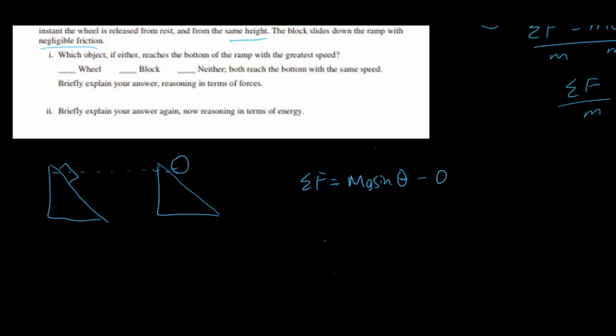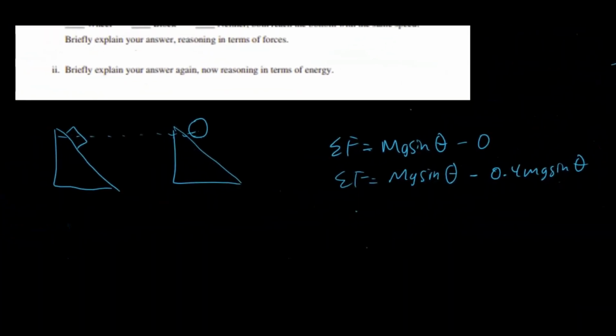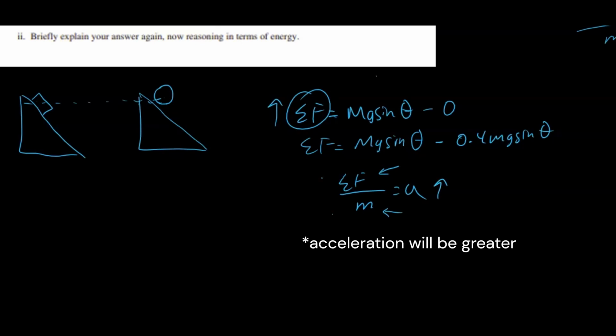So we're going to be subtracting 0, versus the wheel, where we had the sum of the forces equals mg sine theta, and we had that static friction. And so we would have subtracted away 0.4 times mg sine theta. We saw how that simplified to this equation over here. So because of that, the sum of the forces value will be greater for the block. And we know that the sum of the forces divided by mass will equal your acceleration. So if your value on top is greater and your mass stays the same, because it was stated, your acceleration will be greater as well.